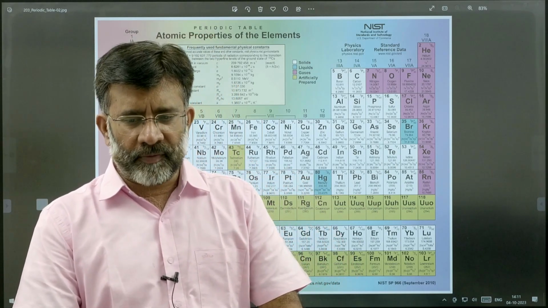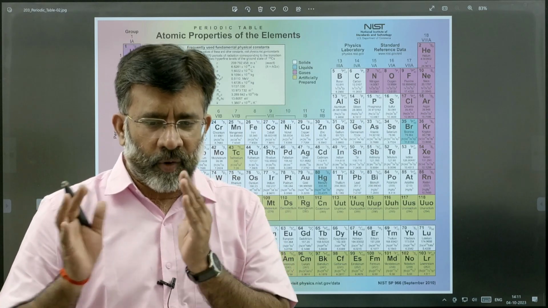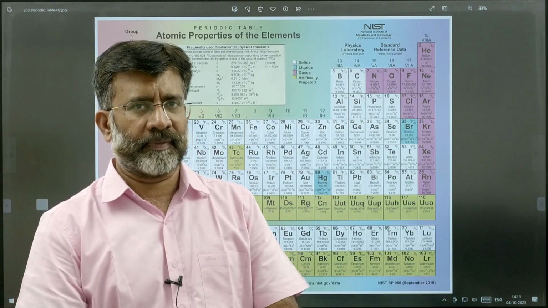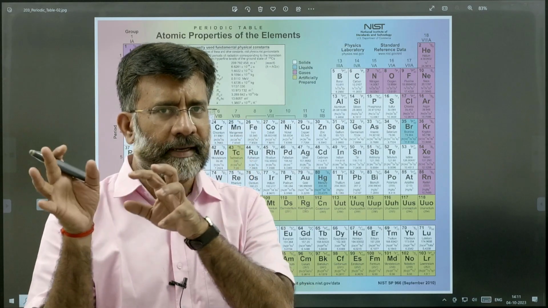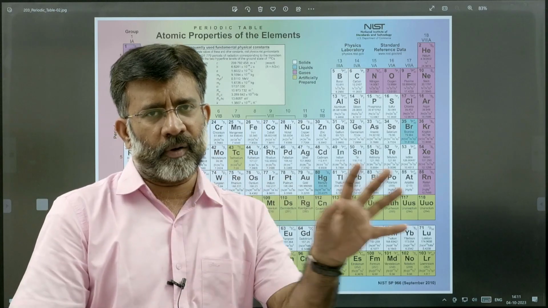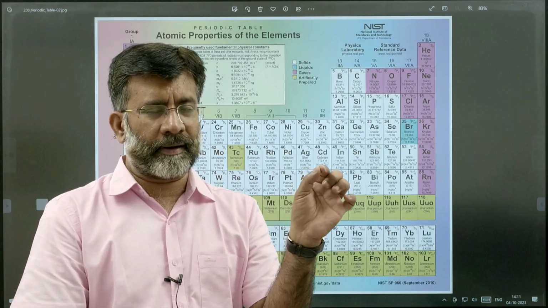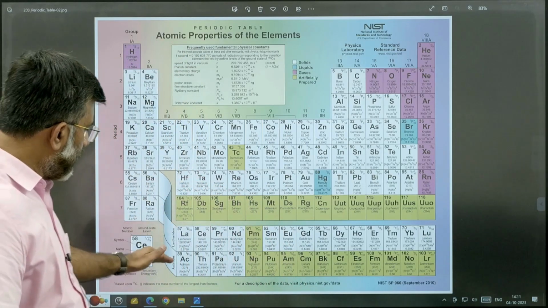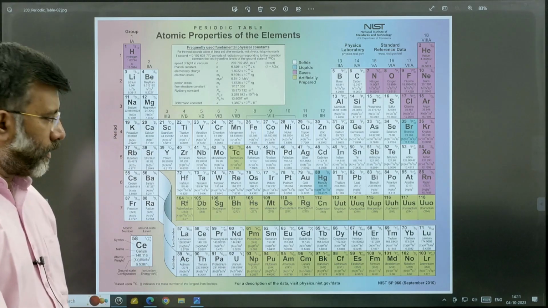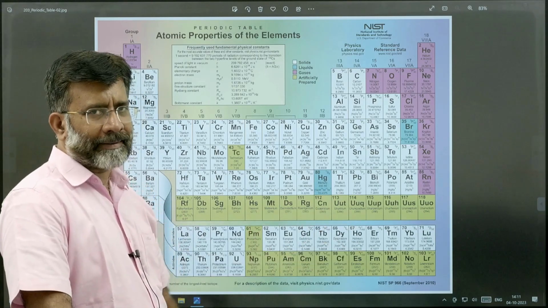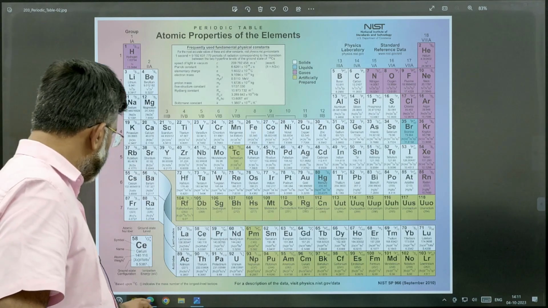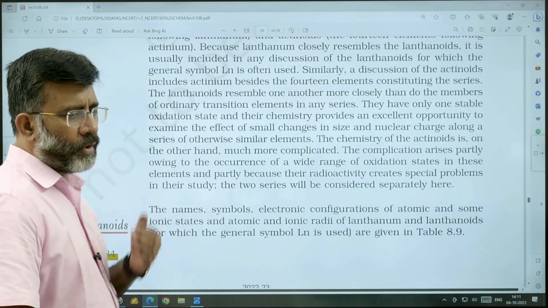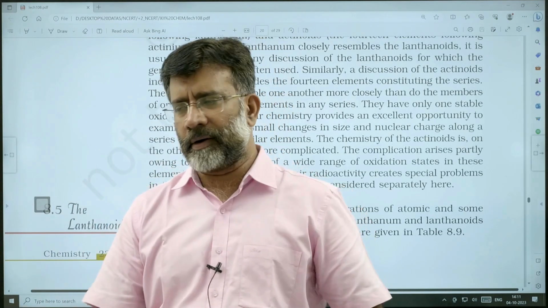Why? Because a couple of times there was a question regarding the order of ionic size. We know there is a lanthanoid contraction, and based on it they ask a question about the order. To arrange the correct order, you must know the order of elements. Actinium 89 up to lawrencium 103 are the actinoid series of elements, which we are learning about in the inner transition elements.